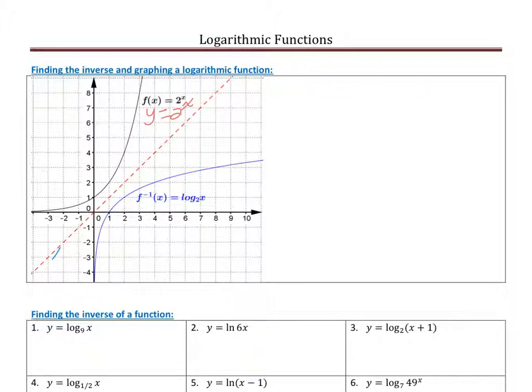asymptote of 0, and we know that 2 to the 0 is 1, 2 to the 1 is 2, 2 to the 2 is 4, etc. And we plotted these and graphed this same function over and over.